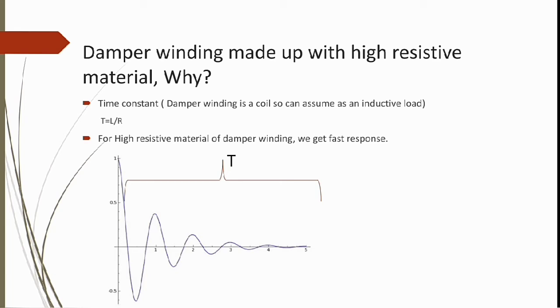Our first question, which a lot of students have asked about damper winding: why is it made up of high resistive material? We know damper winding is made up of aluminium, brass, or copper. So these are the high resistive materials actually. So why do we use the high resistive material?